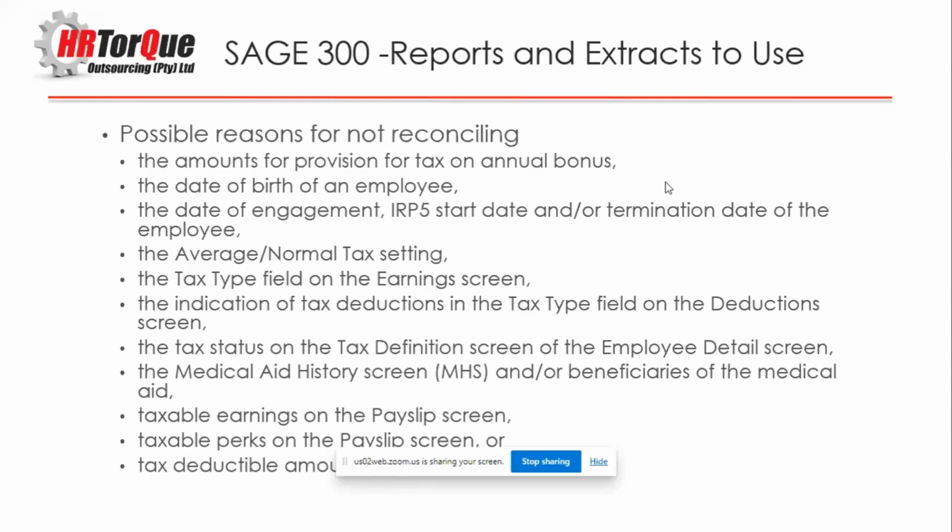Then you have your taxable earnings on the payslip screen. I've already touched on that. There we go. Taxable perks on the payslip screen or tax deductible amounts on the payslip screen. So there's a number of different elements that could affect your recon.